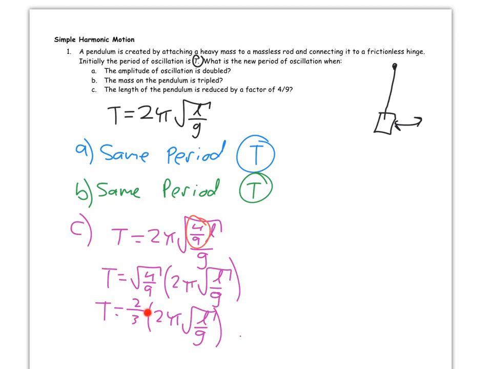And this term here ends up being my original period. Okay, I really should call this one T prime because it's my new period. And so I find that T prime, that new period when the length is only 4/9 as much, is going to be equal to 2/3 times T, which is my original period.